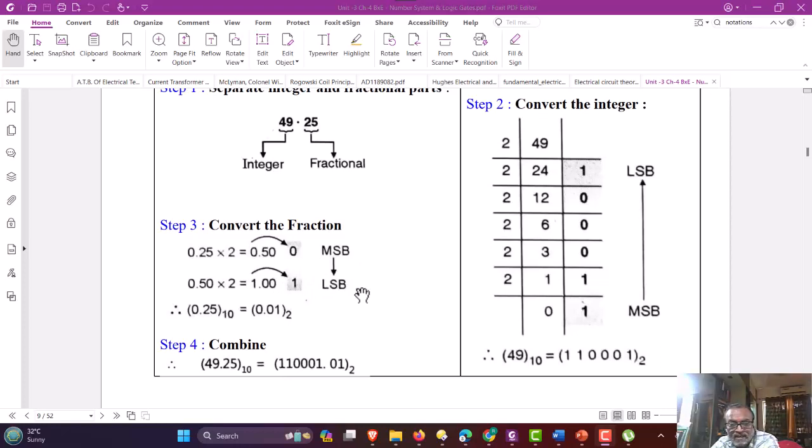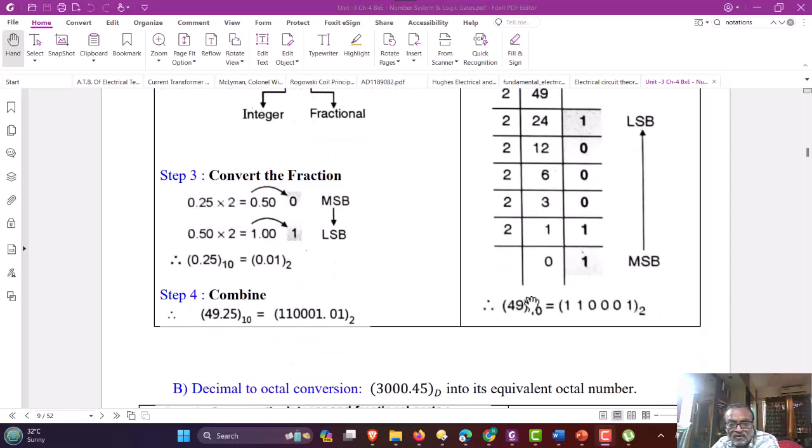Go on writing MSB on left hand side and LSB on right hand side. Now see the decimal point. From the decimal point, the MSB will be the first carry, that is 0, and the LSD, least significant digit, will be the next carry. So 0.01. 0.25 decimal corresponds to 0.01 binary.